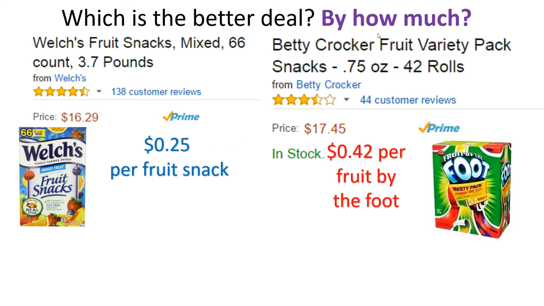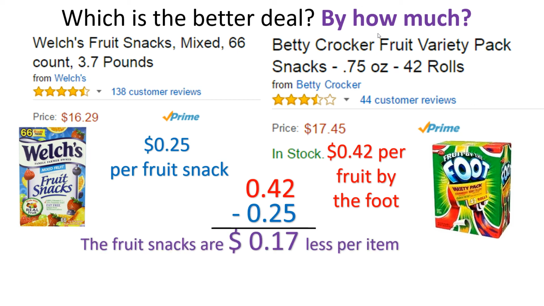Therefore, the better price is clearly the fruit snacks. And if you subtract these two, you'll find that the fruit snacks are 17 cents less per item. So they're the better deal by 17 cents each.